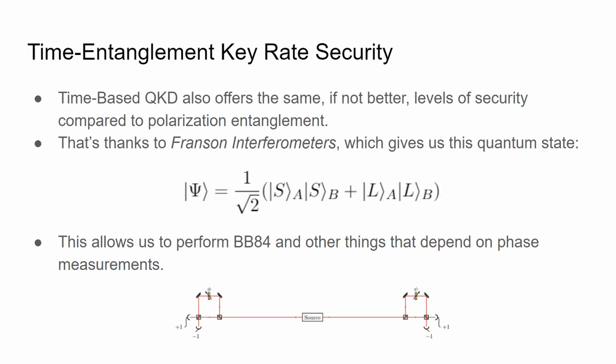Thankfully, we have the same, if not better, levels of security compared to polarization entanglement, thanks to these Franson interferometers. That's because these Franson interferometers expose to us this quantum state here, where instead of the vertical and horizontal axes of polarization, we instead have these short and long paths in the interferometer, as you see below. So if you just went straight from the source to the far right detector, that would be considered the short path. But if you got redirected by this beam splitter over here, and then went through the phase shifter, that would be considered the long path.